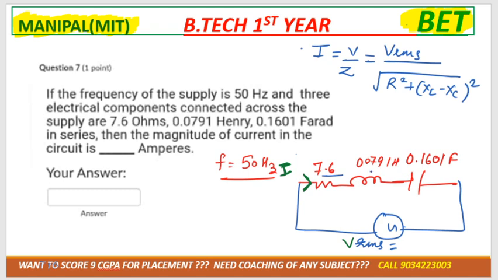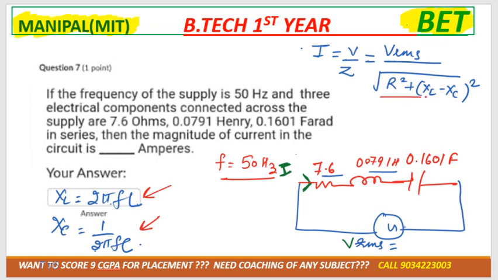R is given and L is given. So we need to get XL. XL is equal to 2 pi FL. Frequency is given, L is given. Xc is equal to 1 over 2 pi FC. 2 is given, pi is given, F is given, C is given. So you need to do so much calculation. You need to get XL, you need to get XC, then you will substitute it over here, then you will get Z. You already have VRMS. After substituting all the values, you will get the value for current.